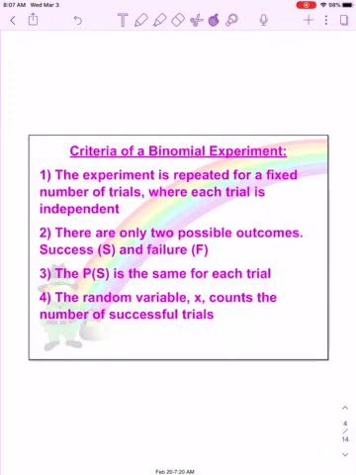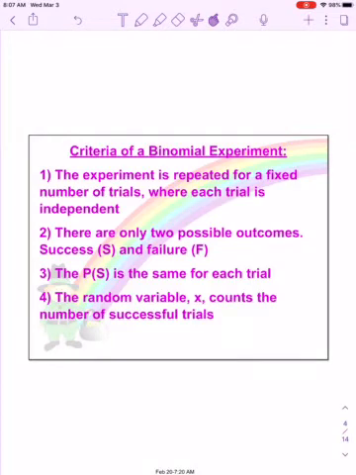So these are the things that have to happen in order for it to be binomial. It has to be repeated for a fixed number of trials. So like, you're going to roll the die 10 times and see how many times you get a 6. You're not going to roll it until you get a 6. You're not going to roll it just until you get 12 6s, whatever you want. You're just going to roll it 10 times and see how many 6s you get. So the set number makes a big difference.